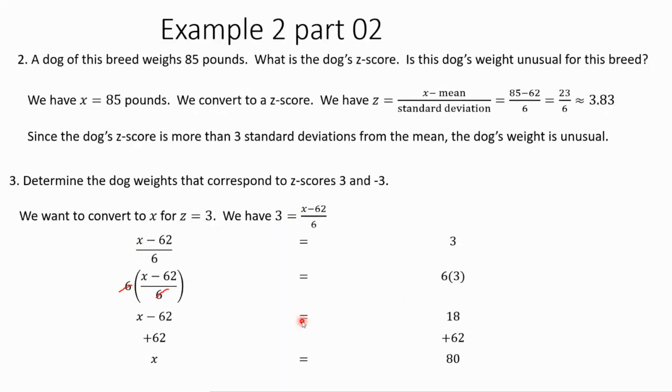So from here, we want to get x. Let's add 62 to both sides. We get x equals 80. So 80 has a z-score of 3.